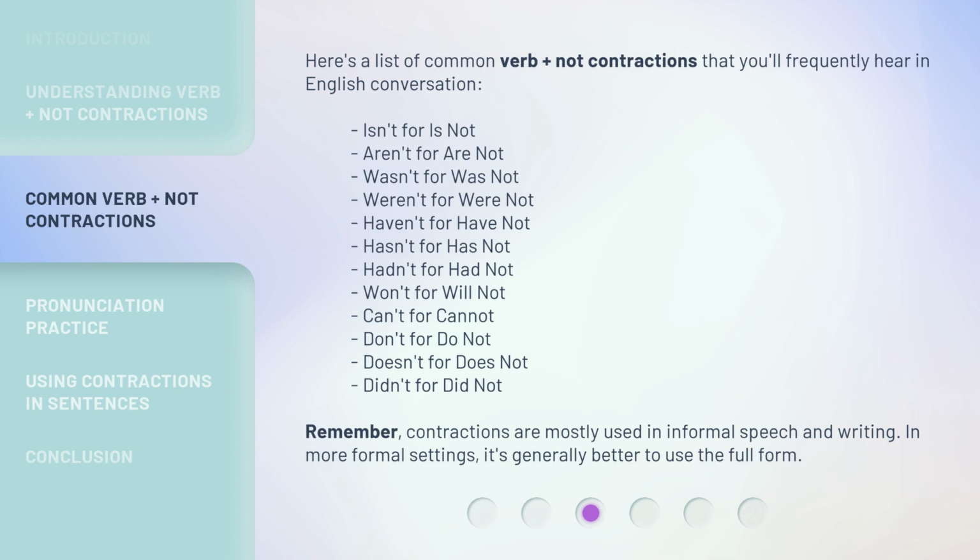Remember, contractions are mostly used in informal speech and writing. In more formal settings, it's generally better to use the full form.